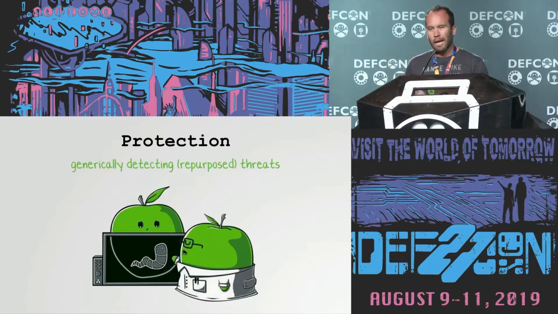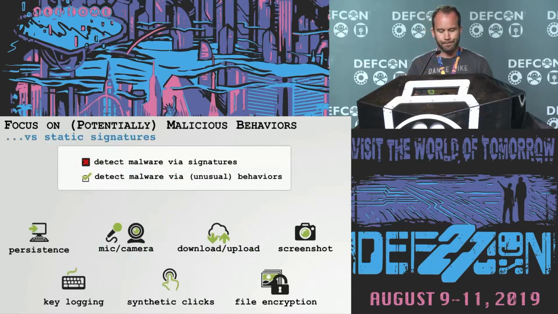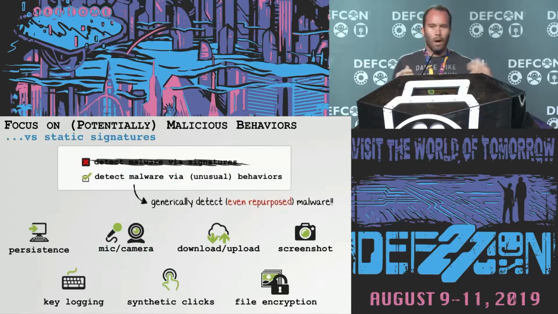So I want to end this talk, kind of switch gears. We'll put on our white hats now and talk about how to generically detect such threats. So first, and this is a well-known fact that I hopefully just illustrated, detecting malware based on signatures is bound to fail. So instead, what we need to do is look for unusual or malicious behaviors. By definition, malware does unusual or abnormal things. So let's leverage this fact to discuss generically detecting even repurposed threats.